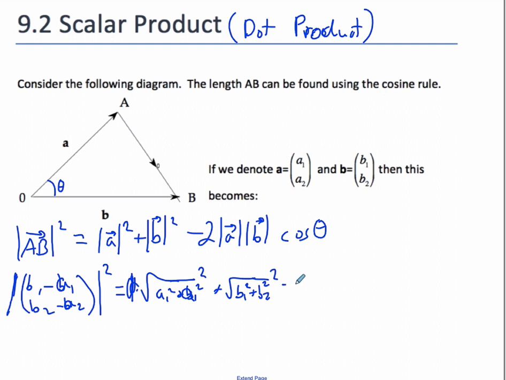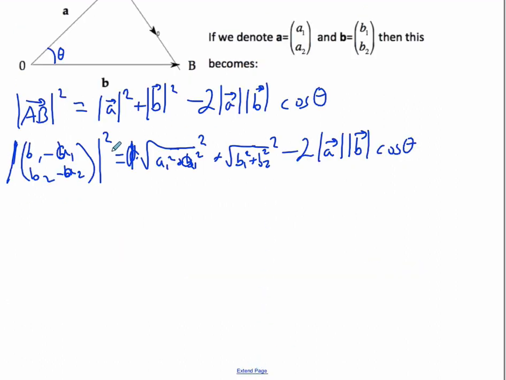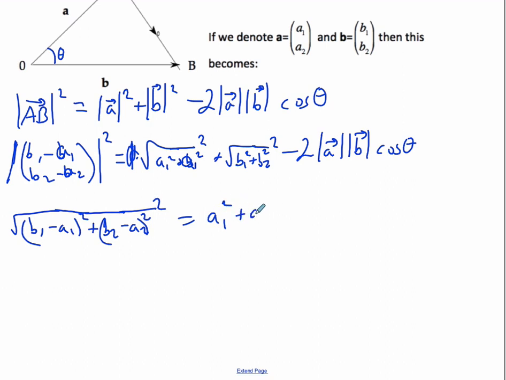Okay, and over here I'm going to leave these the same, and cosine theta. Okay, so here, when we get the magnitude, that's going to be the root of b1 minus a1 squared plus b2 minus a2 squared. And here the squares and square roots cancel, so we're going to have a1 squared plus a2 squared plus b1 squared plus b2 squared minus, I'll just copy this the same.